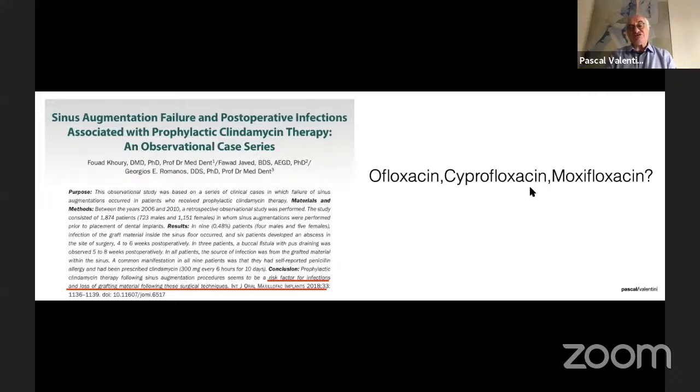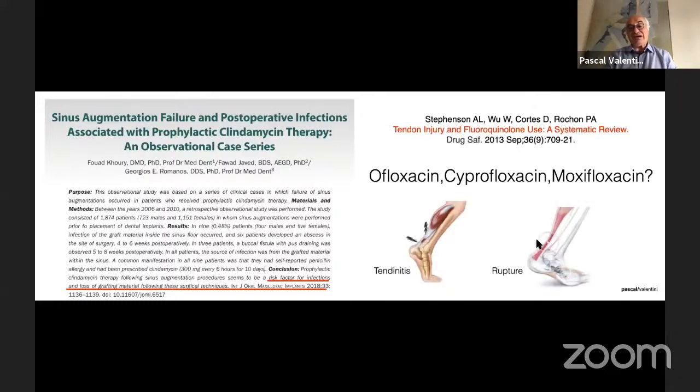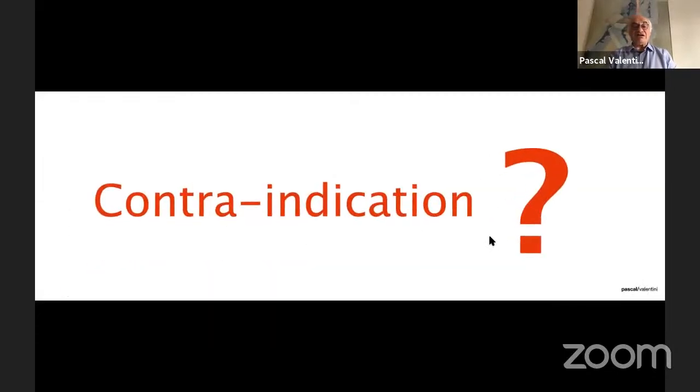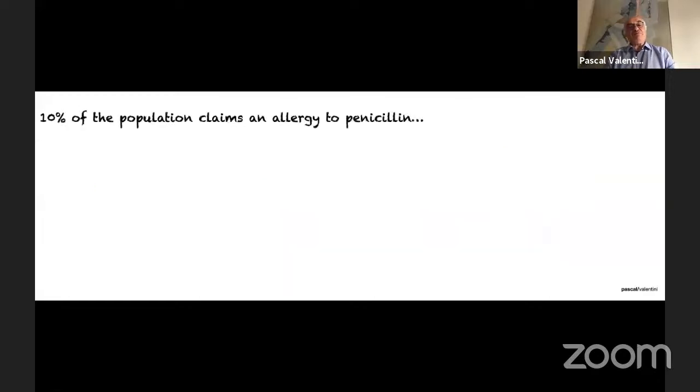There are second generation quinolones, but the risk with this kind of antibiotics is to get very serious problems with the Achilles tendon. Sometimes we can get some rupture of the Achilles tendon. Does it mean that patients who are allergic to penicillin are a contraindication for sinus graft? Of course, no. Why? Because 10% of the population claims to be allergic to penicillin.